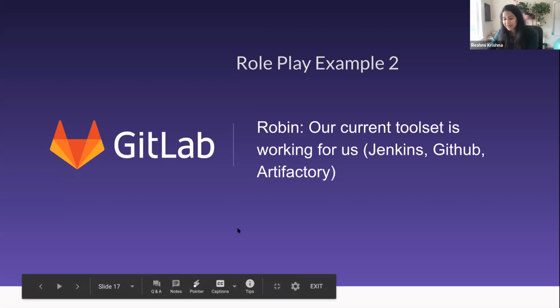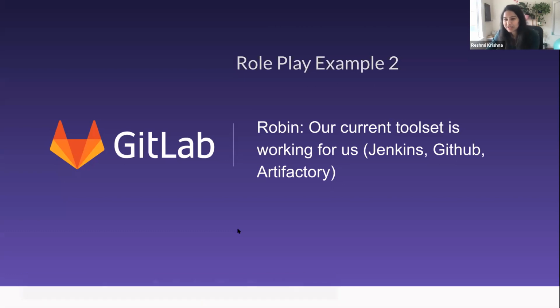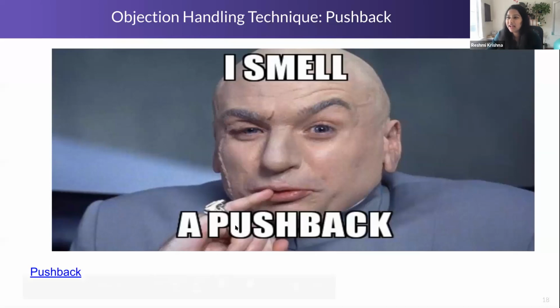So anybody want to guess? So of course, method of elimination. Anybody want to guess which technique I used here? Maybe. Pushback. Sorry. Pushback, yeah. Yes. So I used pushback here.